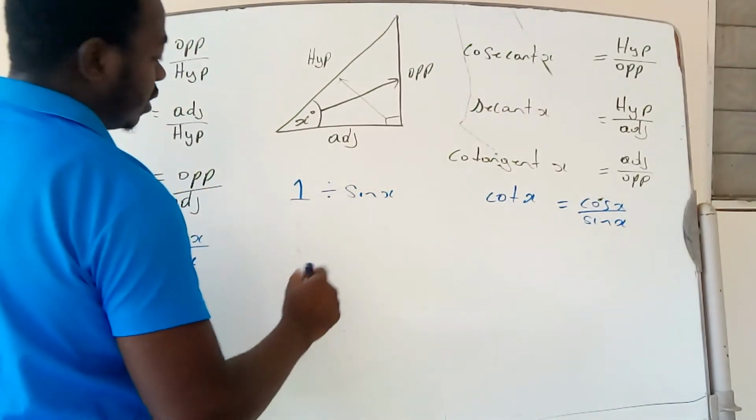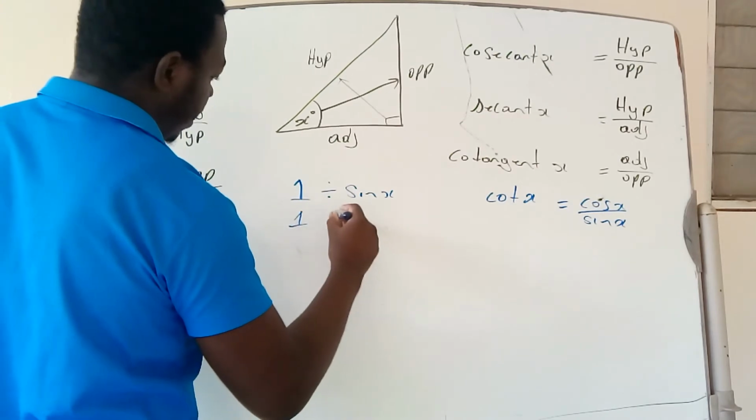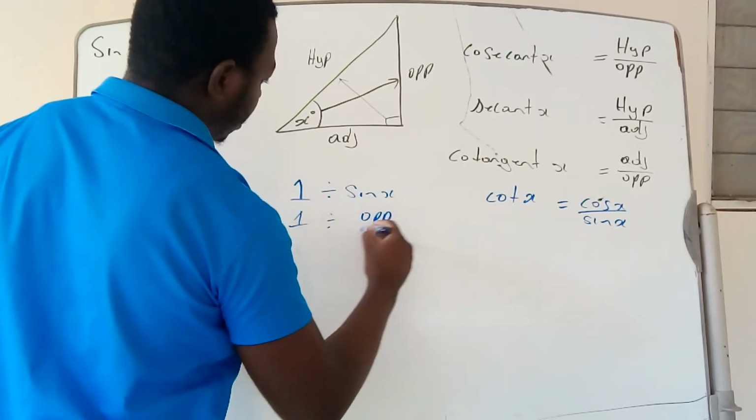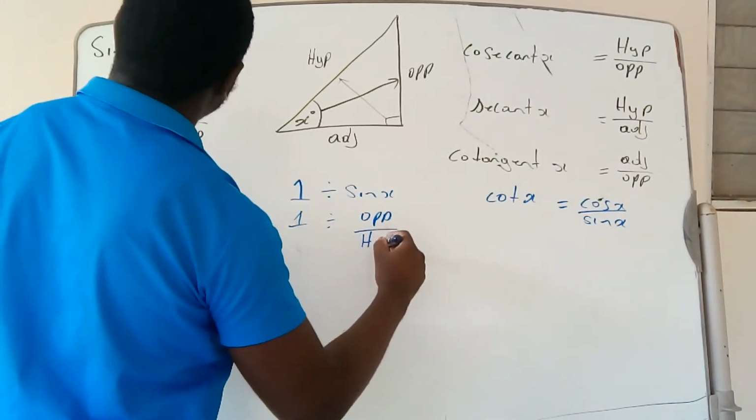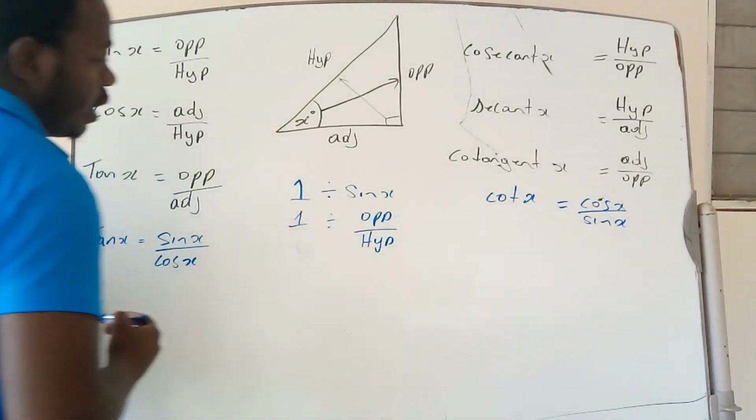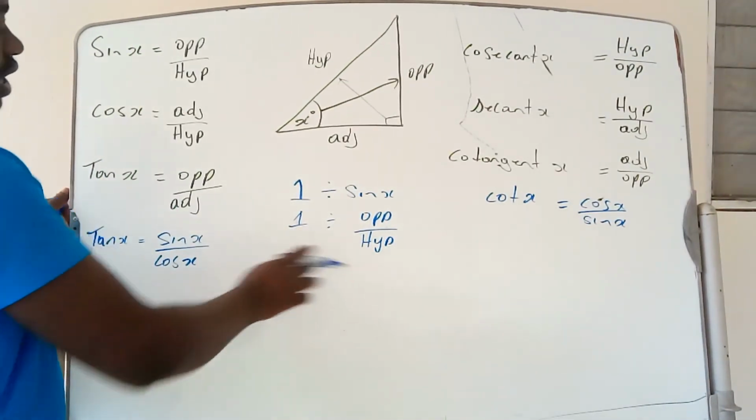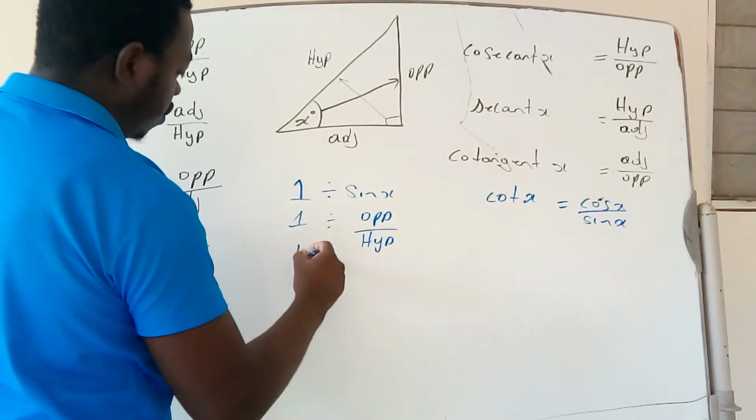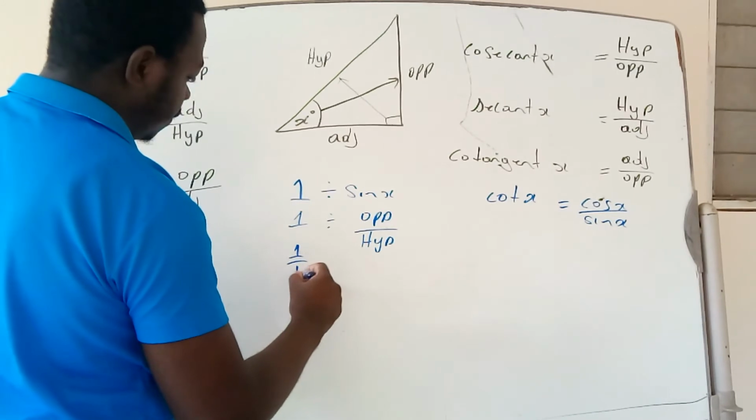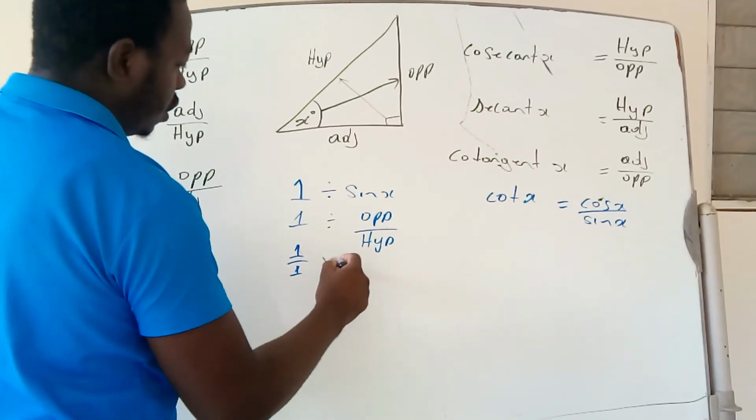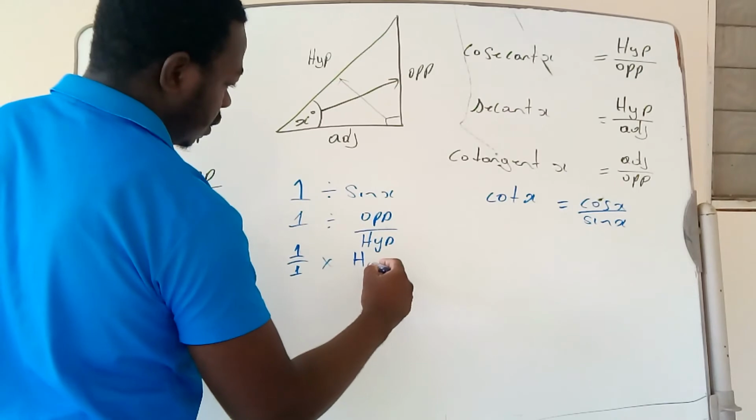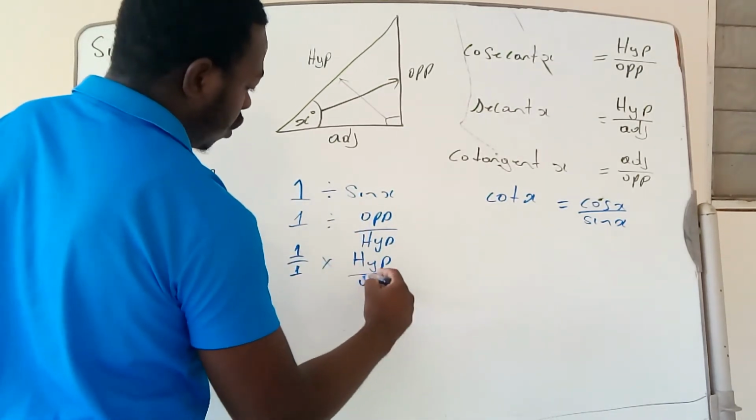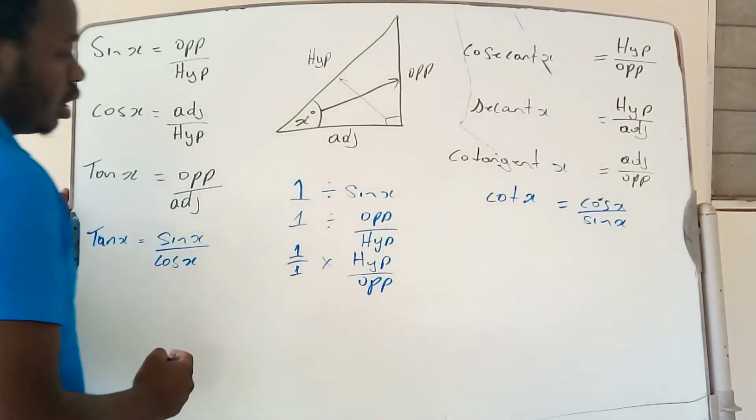But what is sin x? This is just 1 divided by opposite length over the hypotenuse, because that's what the ratio is, right? Now we can simplify this. So this 1 is the same thing as 1 over 1, multiplied by hypotenuse over the opposite, because you're going to flip the last one. So this is just hypotenuse over the opposite, right?